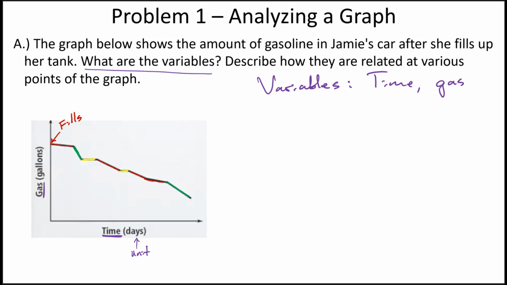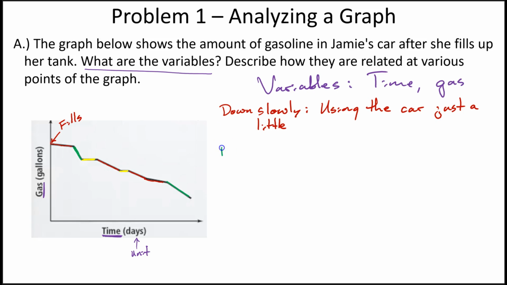Well, at the red points, when we're going down slowly, she's probably using the car, but using it very little. We can say she's using the car just a little bit. Maybe she's just going around town or taking care of some errands or doing something just a little.